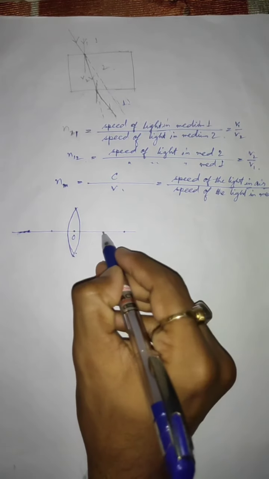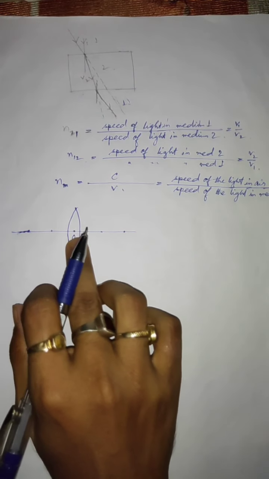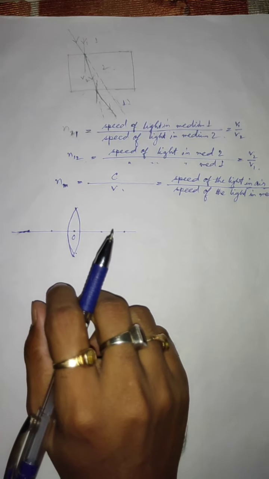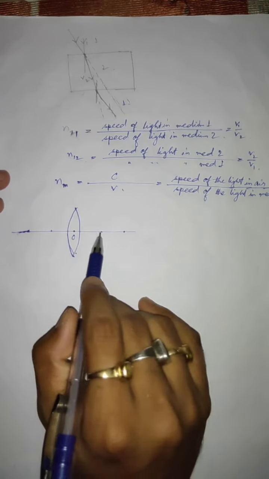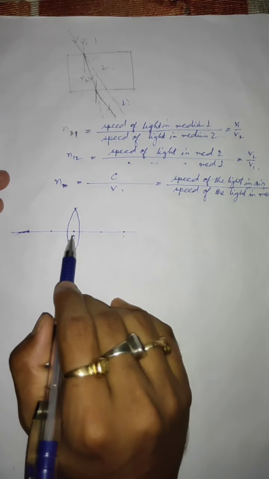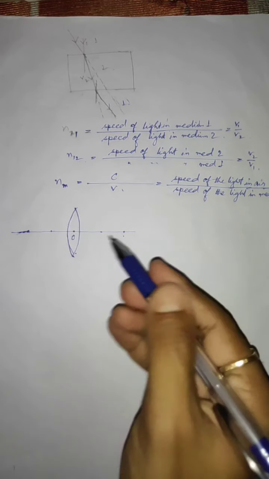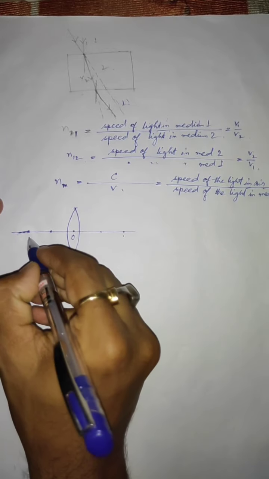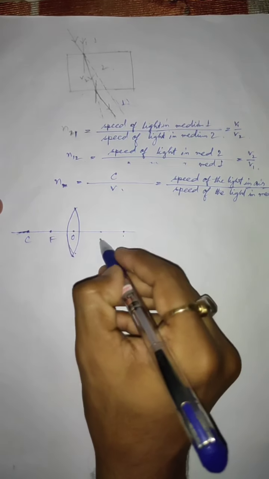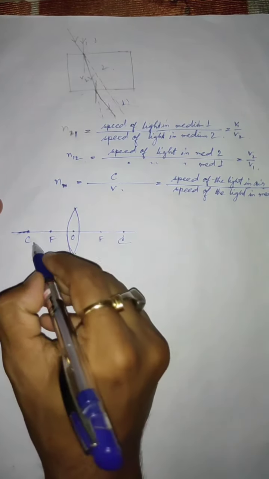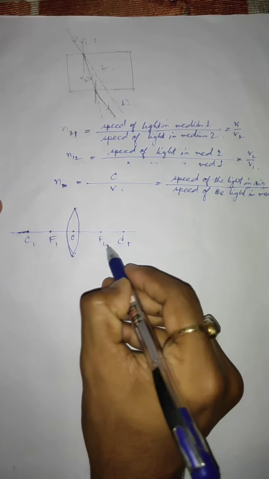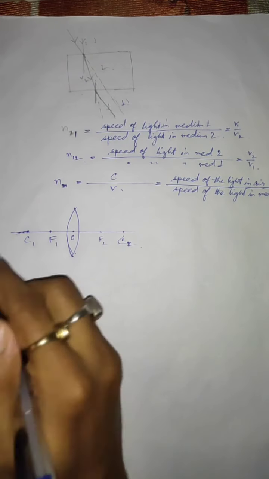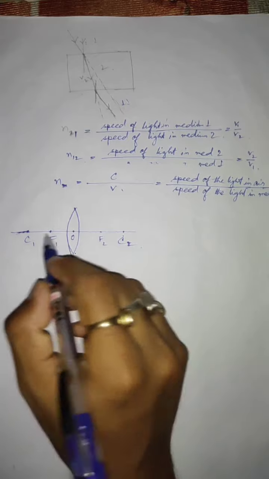And focus, you know already, you have seen in the mirror it is the midpoint of the pole and the center of curvature. In this case also, focus is the midpoint of the optical center and the center of curvature, on both sides. Okay, this is C and this is F. Actually, there are two centers of curvature, two C's, on both sides. This is the optical center and the principal axis.